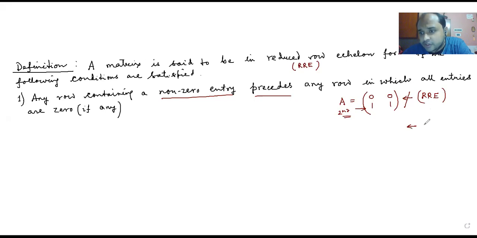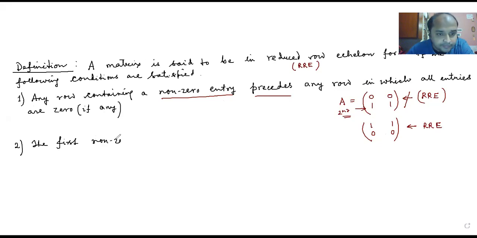What will be the correct version of RRE form? The correct version of RRE form according to this particular rule would be 1 1, 0 0. Okay, that is what is meant by point number one. Simple things.